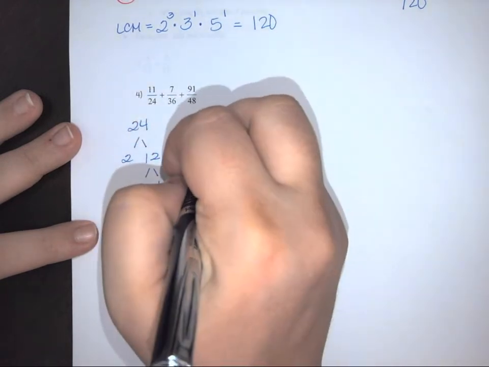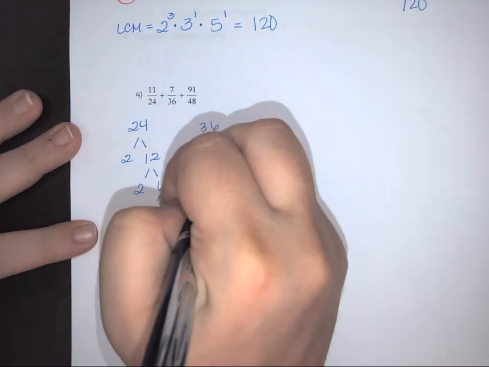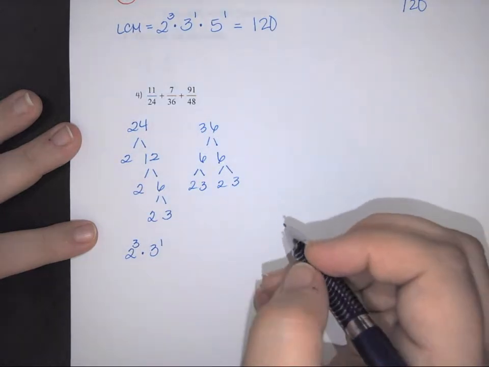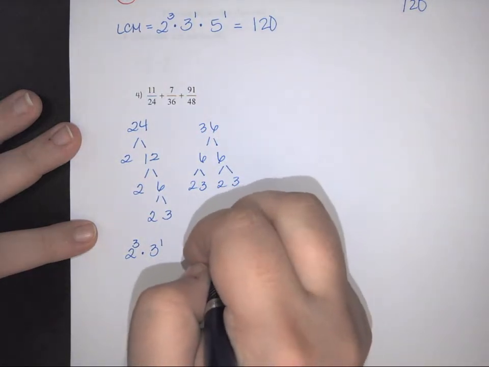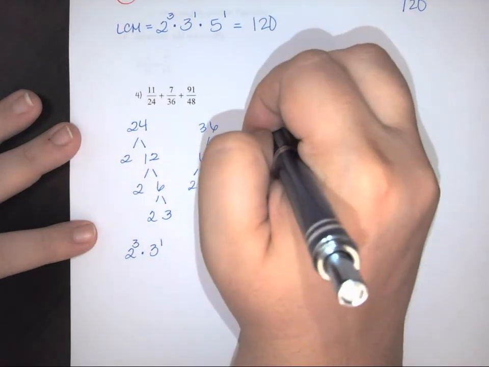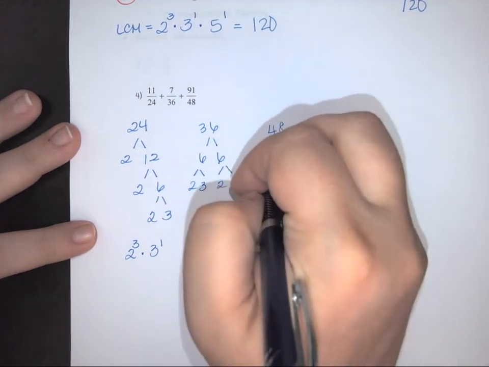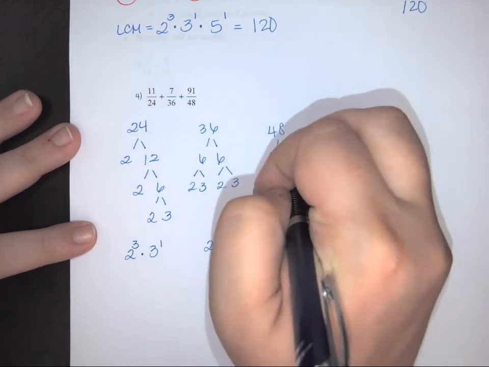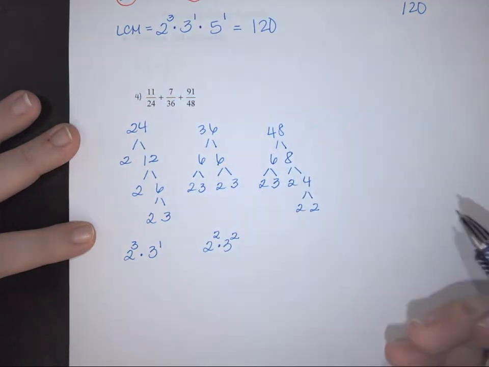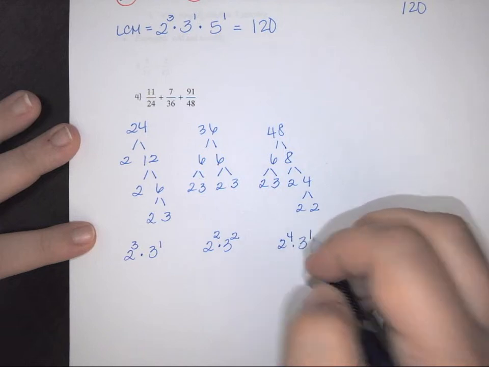36 can break into 6 and 6. We know 6 breaks into 2 times 3, and we do it again, 2 times 3. Therefore, this is going to be 2 squared times 3 squared. We then have 48. So 48 can break into 6 and 8. 6 breaks into 2 times 3. 8 breaks into 2 times 4. 4 breaks into 2 times 2. So we have 2 to the 4th times 3 to the 1st.